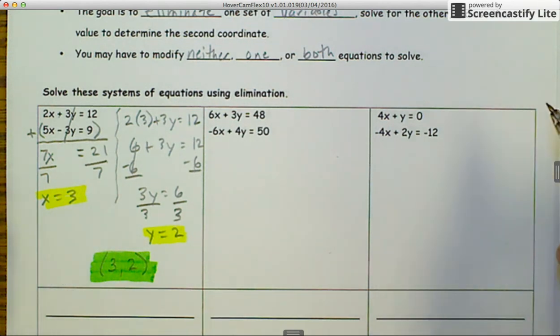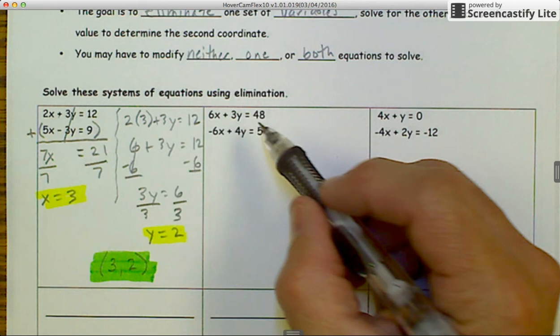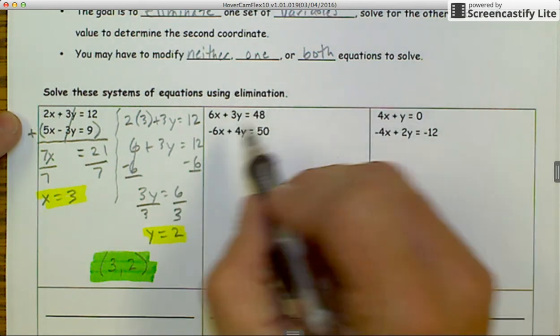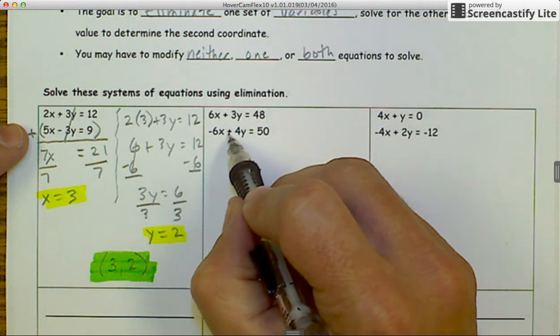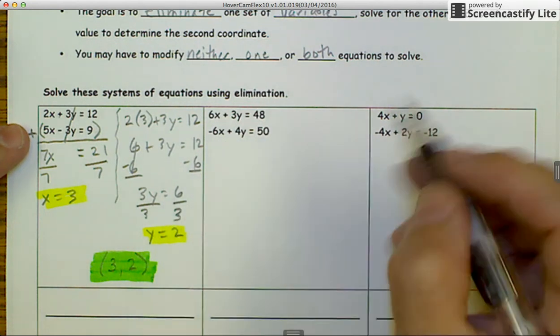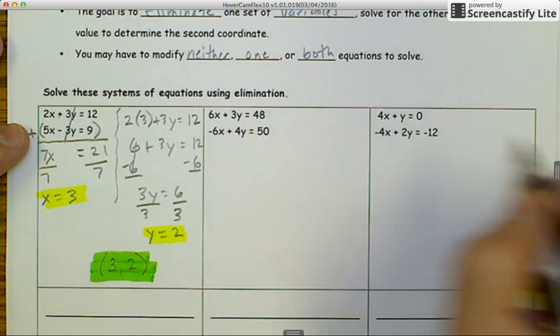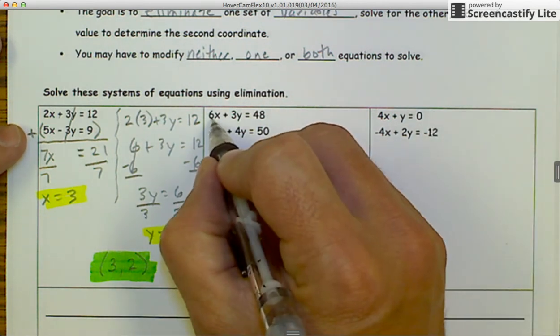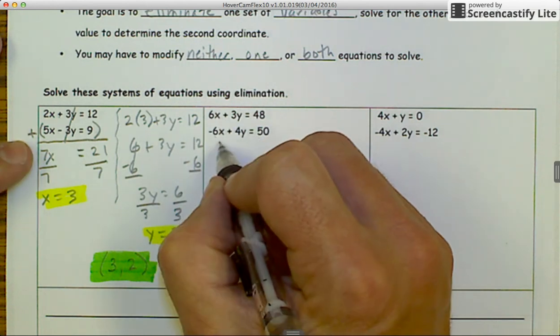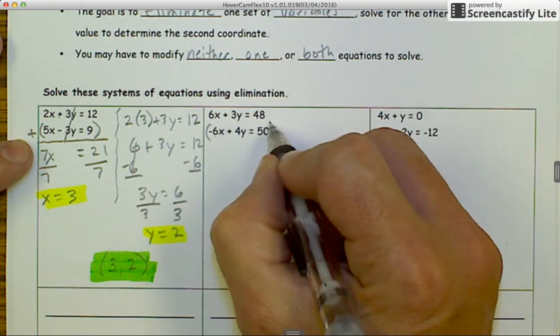The next one we're going to look at, we are going to do the exact same thing we did in the first. So we have 6x plus 3y equals 48, and we have negative 6x plus 4y equals 50. So we want to eliminate one of the variables. Okay, so positive 6x, negative 6x. We can eliminate our x's, so I'm not even going to look any further.